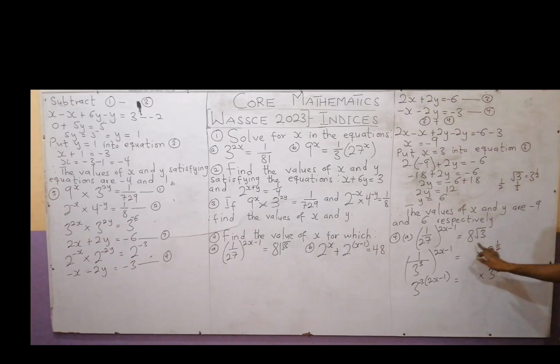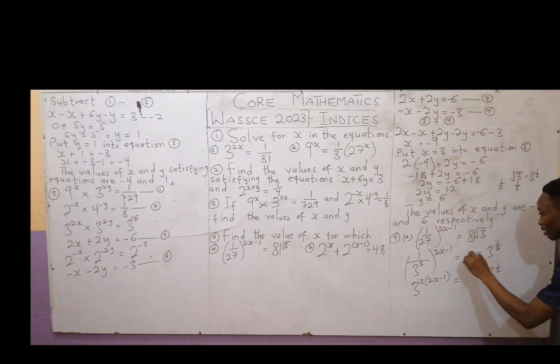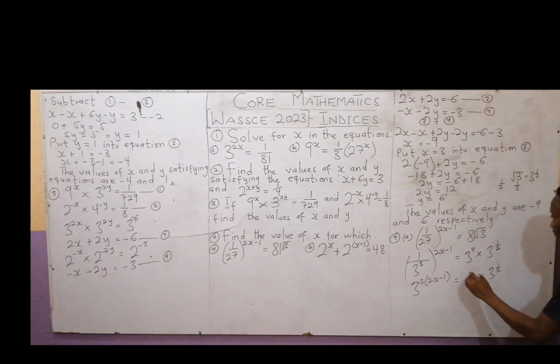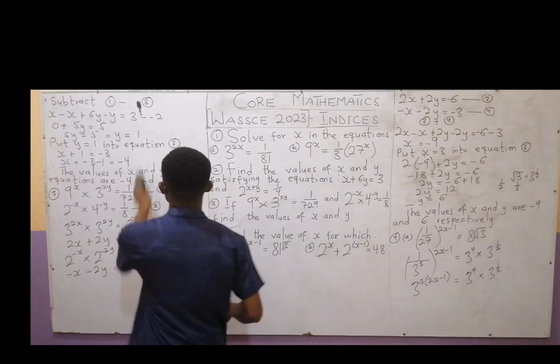Okay, so it was 81, not 8. So 81 gives us 3 raised to the power 4, times 3 raised to the power half, so 3 raised to the power another 4. Okay, so let's come to this side.